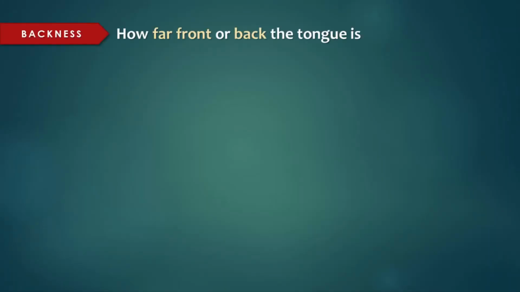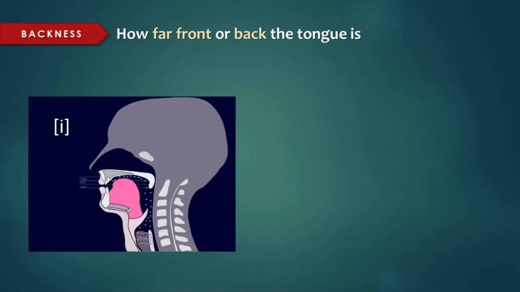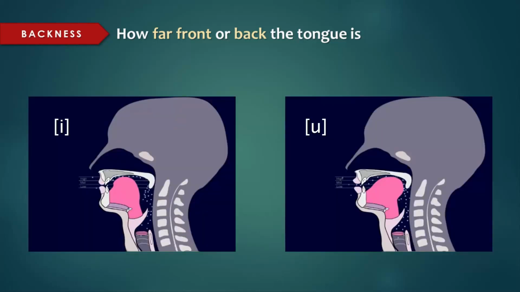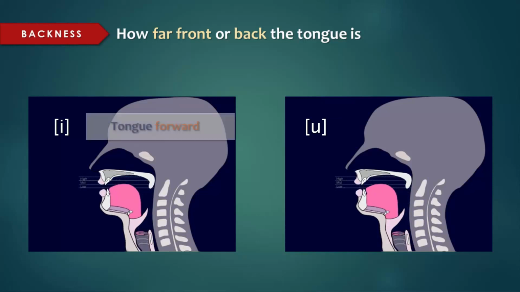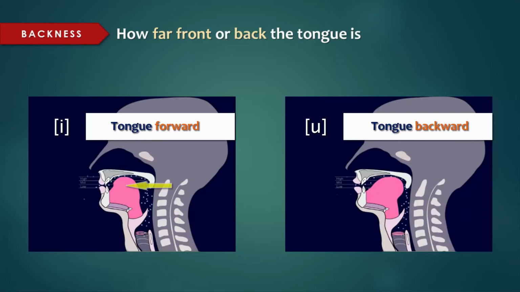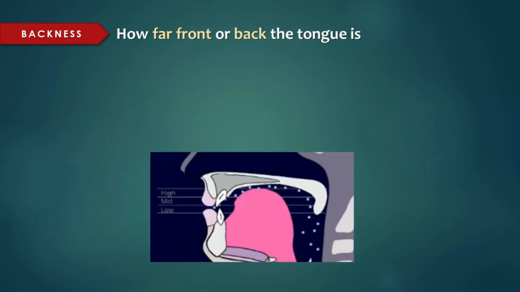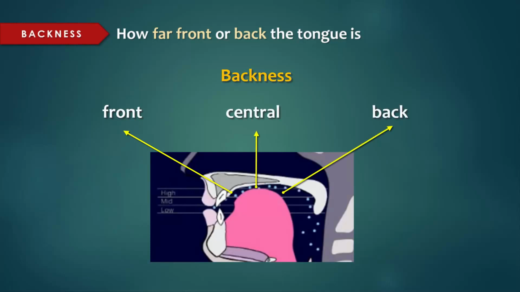Backness refers to how far front or back the tongue is when producing the vowel. As with vowel height, this can be tricky as it takes some practice, but consider the vowels E and Oo. If you say these vowels in succession, you may notice that your tongue is moving forward and backward as you say E, Oo, E, Oo. In terms of backness, vowels are either considered front, central, or back. Remember that E is a high vowel, but it's also a front vowel, while Oo is a back vowel.